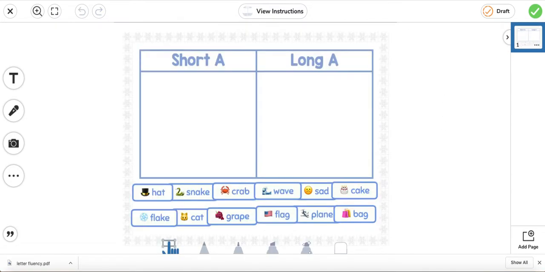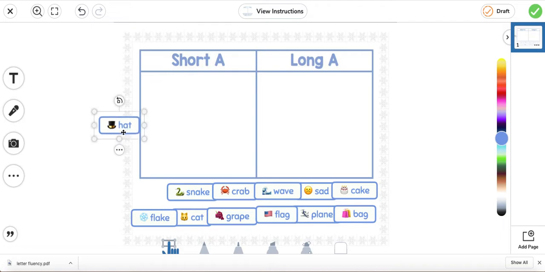Next, we're going to move on to short A and long A. So we're going to go ahead, drag and drop into the boxes. So short A, what sound does a short A make? Ah, like apple. What sound does a long A make? A, like acorn. So we're going to go ahead and read the words and see where they belong. So let's look at the first word.